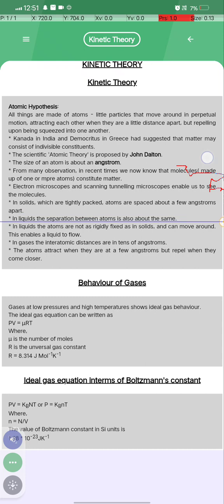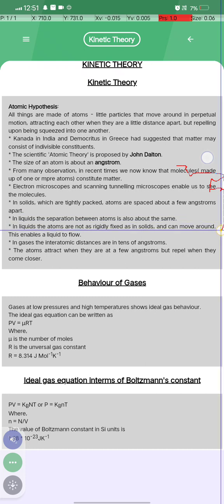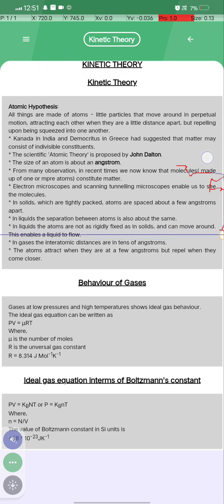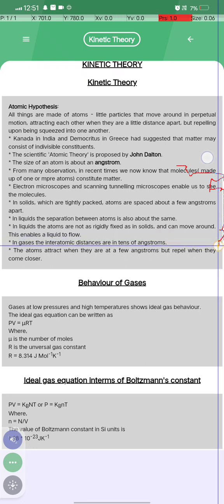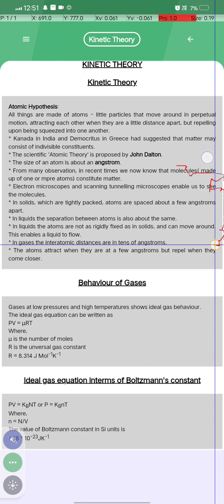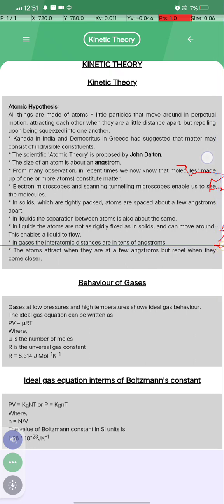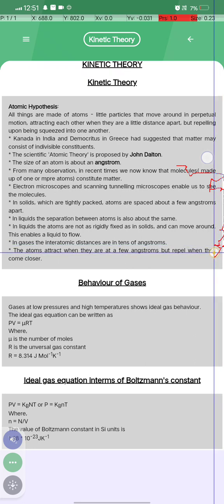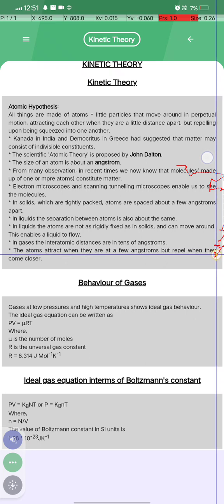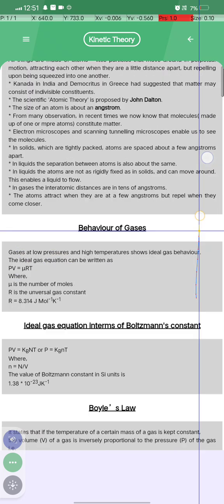In a liquid, the separation between two molecules is about the same, but the atoms are not as rigid as in a solid and move around, which enables the liquid to flow. In gases, the interatomic distances are in tens of angstrom. The atoms attract when they are a few angstrom apart, but repel when they come closer.